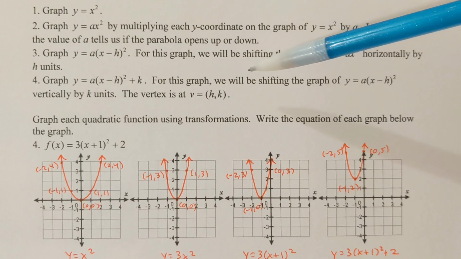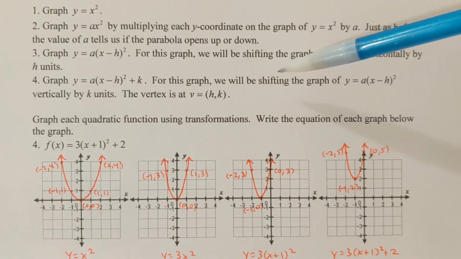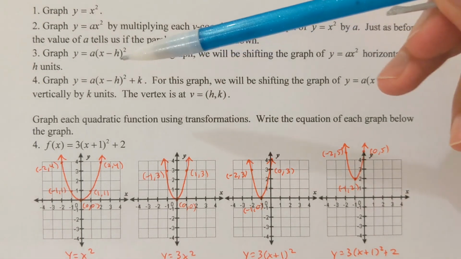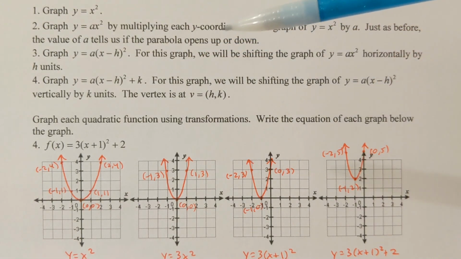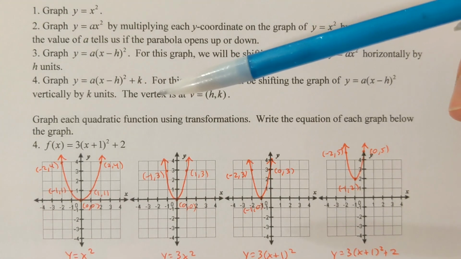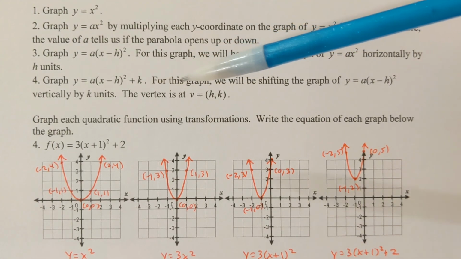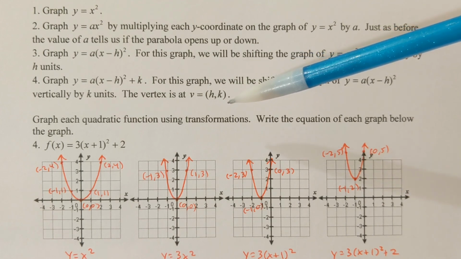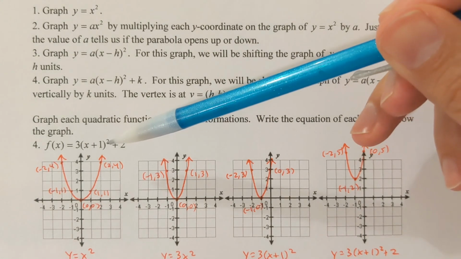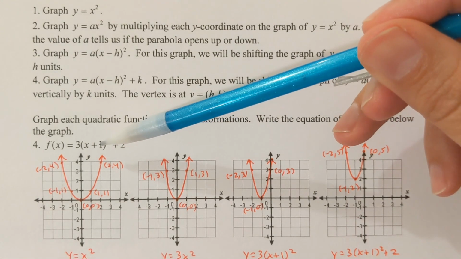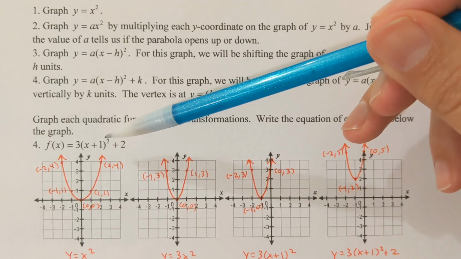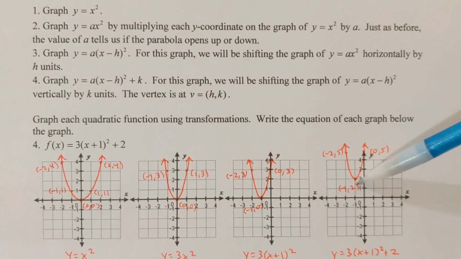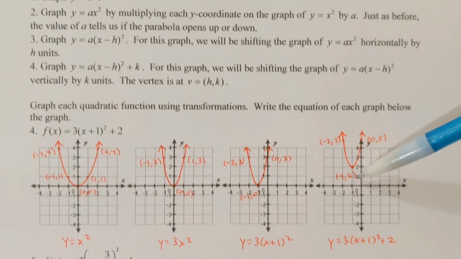And then graph the original function. For this graph, we will be shifting the previous graph, y equal a times x minus h squared, vertically by k units. The vertex is going to be at h, k, the point. So x minus negative 1, same as x plus 1, 2. So negative 1, 2, I can know right away that that's my vertex. Okay, and that looks good.